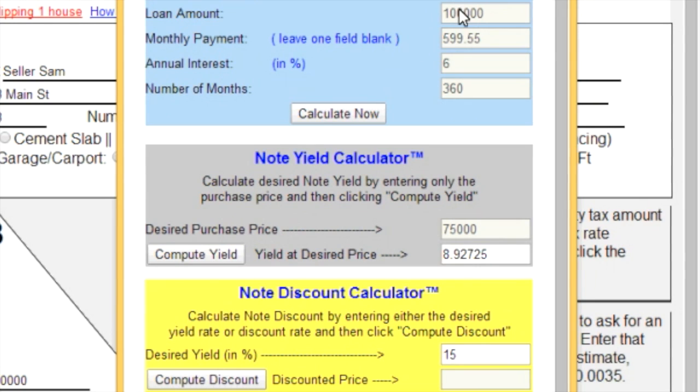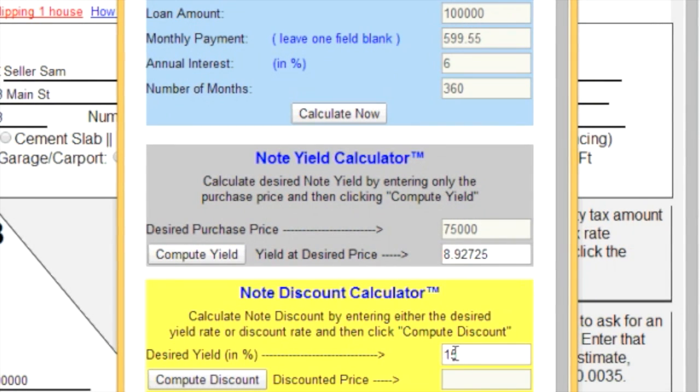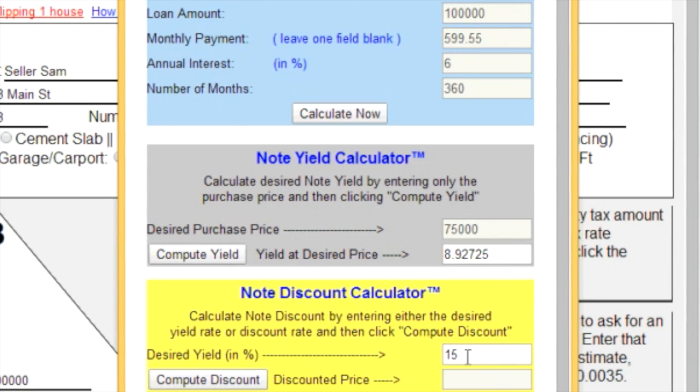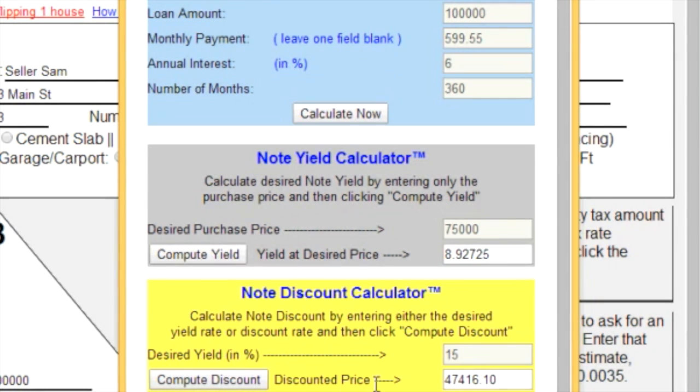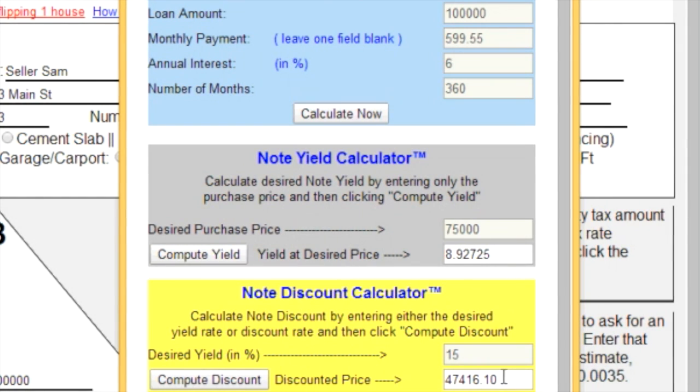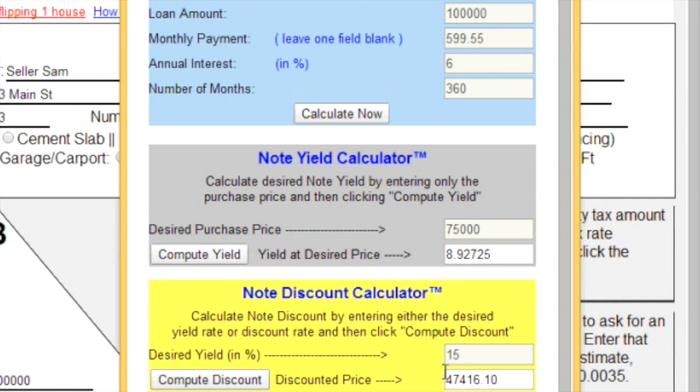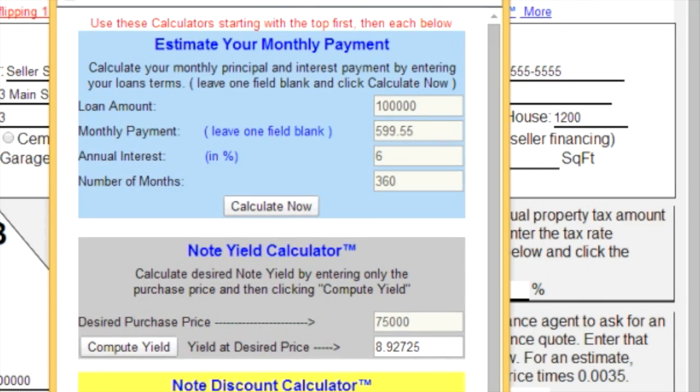rate on the money they invested to buy this $100,000 note. Let's find out how much money they would have to pay us in order to get a 15% yield on this $100,000 note. Compute discount, they'd only have to pay $47,416.10 in order to buy our $100,000 note with a 15% interest rate. So that's a cool little tool, the note yield calculator.